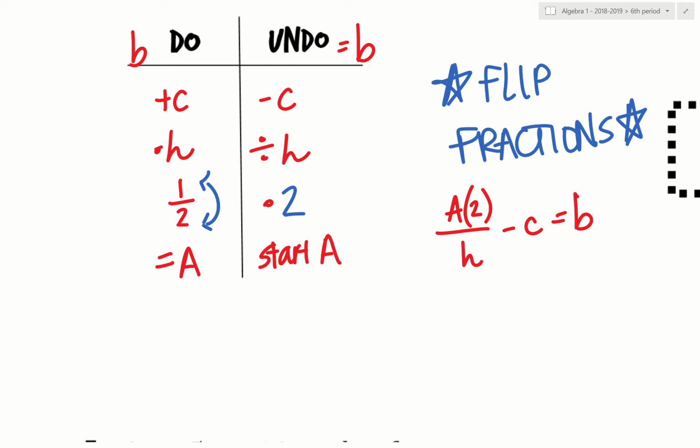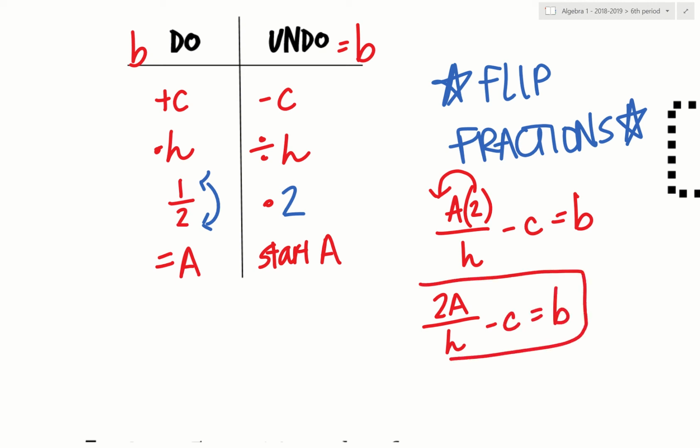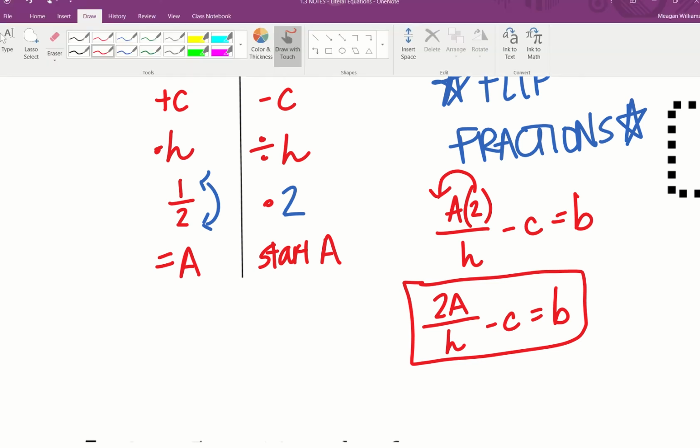This would be considered right now, but I want you to see something. Can I change the order of this A2? Yes, usually you write the big numbers where? In front. So your right answer would be 2A over H minus C equals B. Does everybody understand that? You always put coefficients first. Sound good? Okay, last problem.